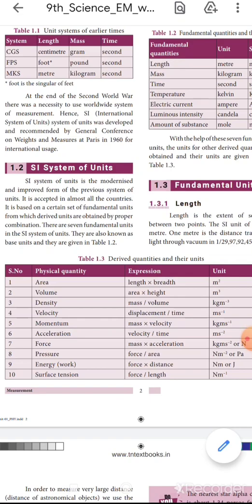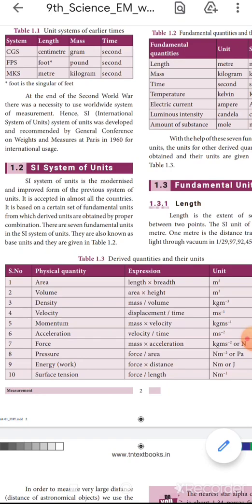Force, mass and acceleration, kilogram meter second power minus 2 or Newton. Okay, the force, the unit is Newton. Pressure, force by area, Newton meter power minus 2 or Pa, that is Pascal. Okay, energy, work, force into distance, Newton meter or joule, J. Surface tension, force by length, unit is Newton meter power minus 1. These are units. This is a very, very important physical quantity and expression, unit.